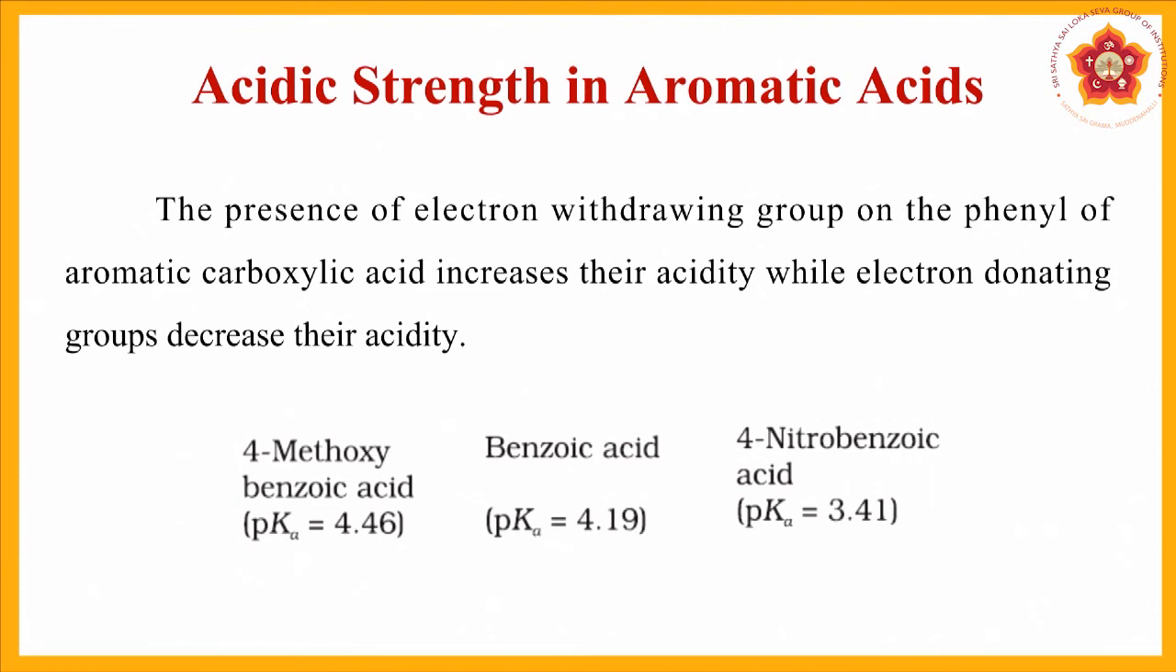That can also be seen in the pK values shown here, where 4.46 is the pK value for 4-methoxybenzoic acid. For benzoic acid you have 4.19, whereas for 4-nitrobenzoic acid you have 3.41. We have already seen that a lower pK value indicates more acidity of the compound. And the other reasoning we have seen is that the presence of an electron withdrawing group will definitely make it more acidic due to easy release of H plus ions. So this is how the acidic strength of various compounds can be studied, and comparative studies of these acidic compounds can be done.